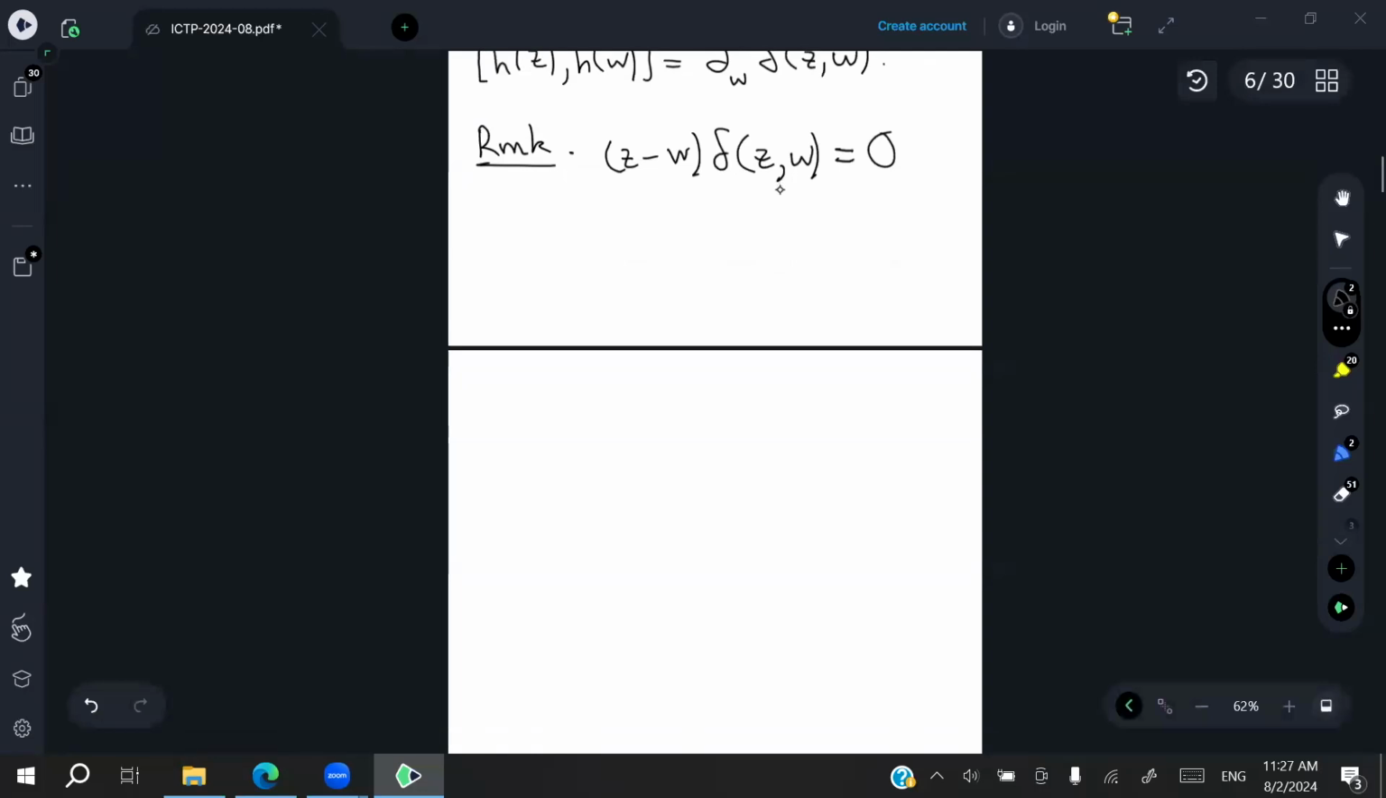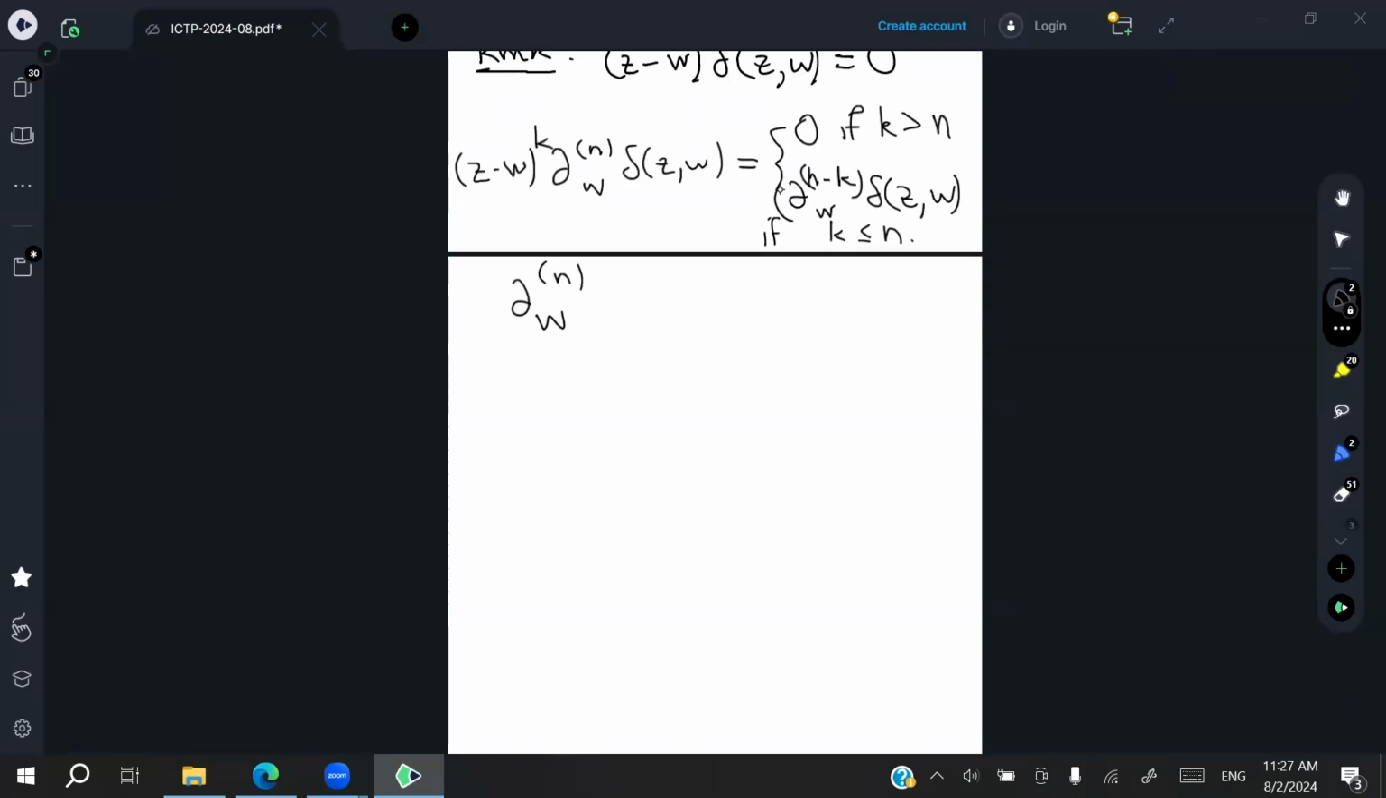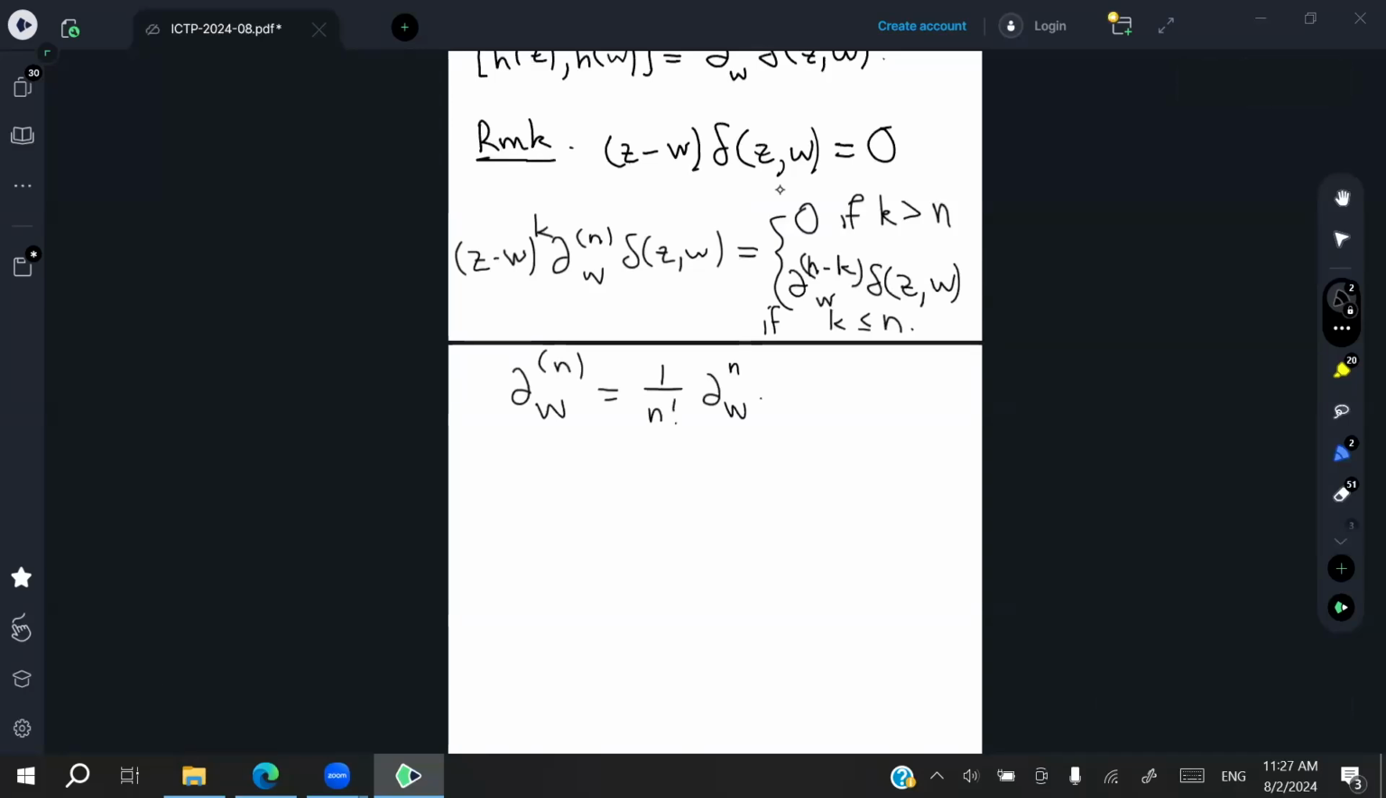Similarly, if you take the derivative, actually, let me write it this way. Let me take n derivatives of the delta function. Then if I multiply that by (z minus w) to the k, this will be 0 if k is greater than n, and it will be the n minus k derivatives of the delta function if k is less than or equal to n, okay? And here when I write n with brackets, I mean 1 over n factorial times the derivative n times, okay? So I'm just writing that identity because it'll be convenient later on. And it would be a good exercise to prove it.